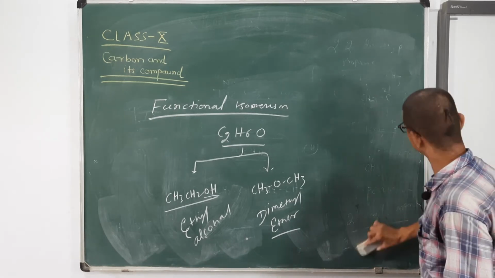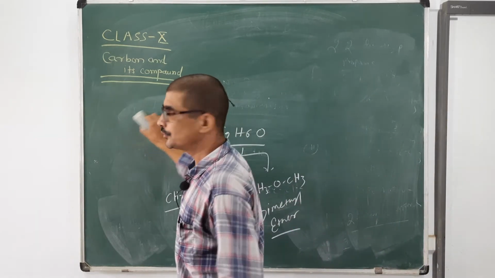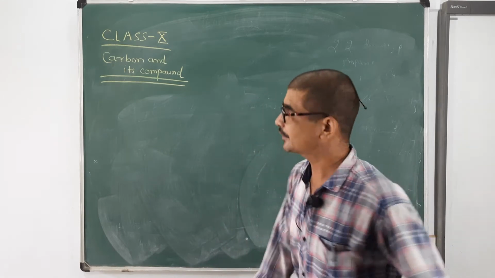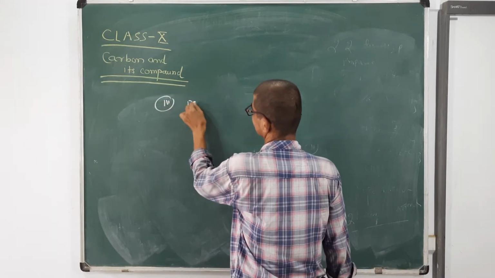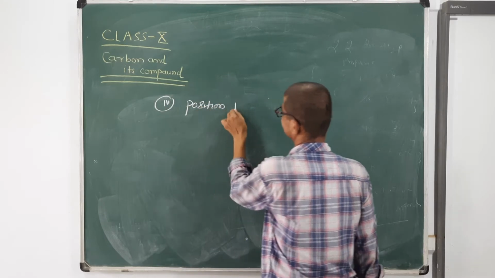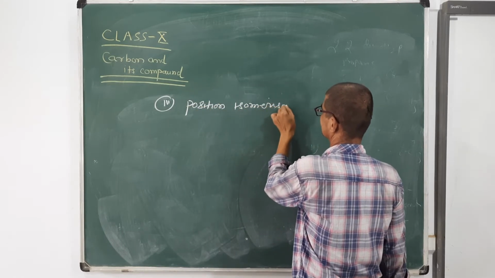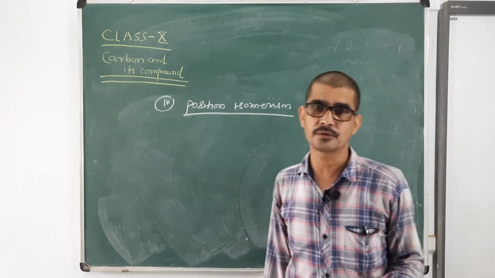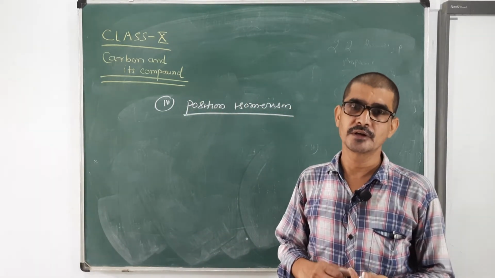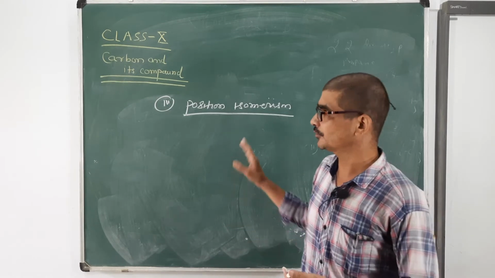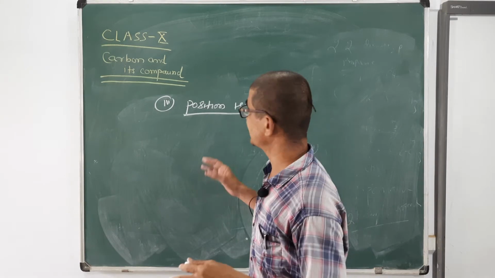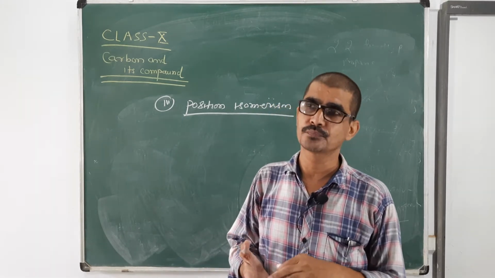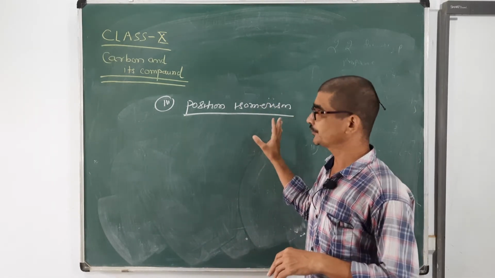Now next is position isomerism. Compounds having the same molecular formula but having different positions of double bond, triple bond, branch or functional group are called position isomers. Listen carefully: same molecular formula but different position of double bond, triple bond, branch and functional group are called position isomerism.